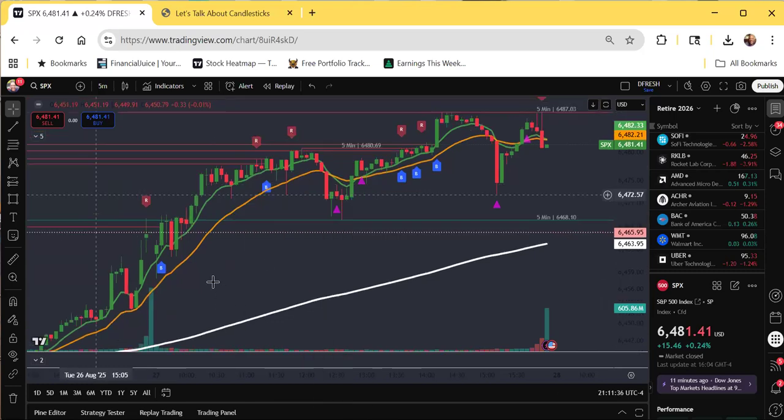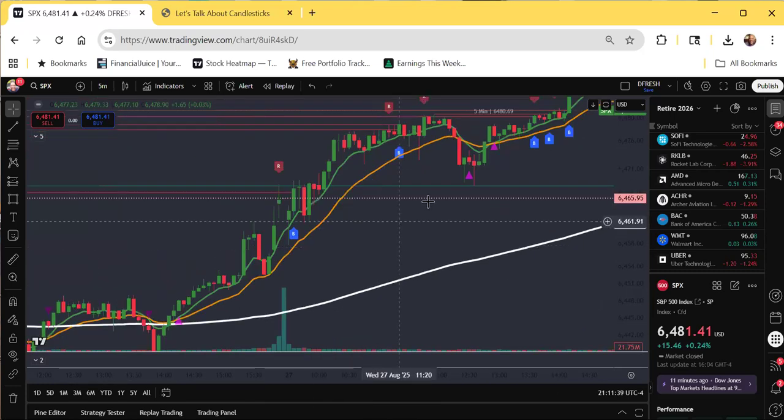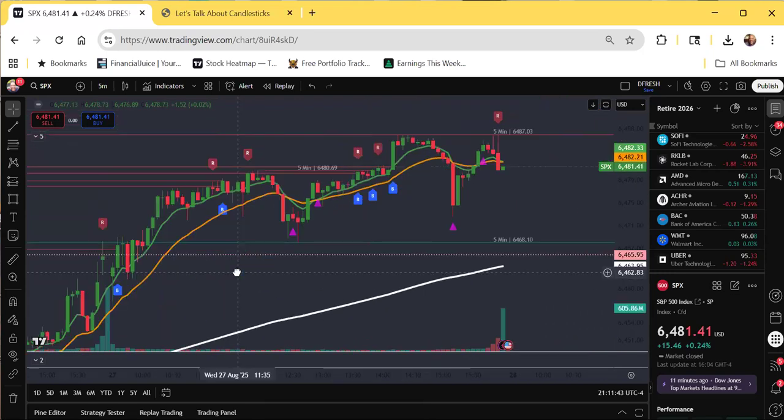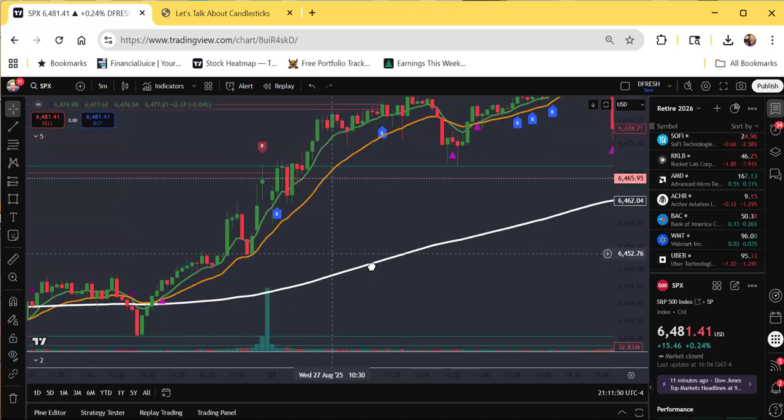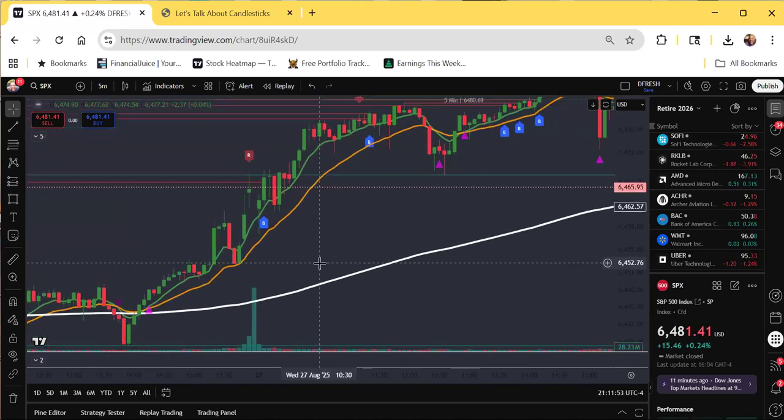It did today. It came back to the 200. No, actually, it came back yesterday on SPX. It didn't stay there long either. But when it bounced off the 200 yesterday, ooh wee.